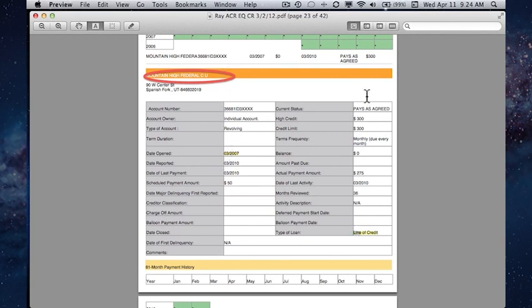It's a line of credit, and notice the lines of credit are usually around $300. So they are not high value. They are not high value contributors to your revolving accounts portfolio.